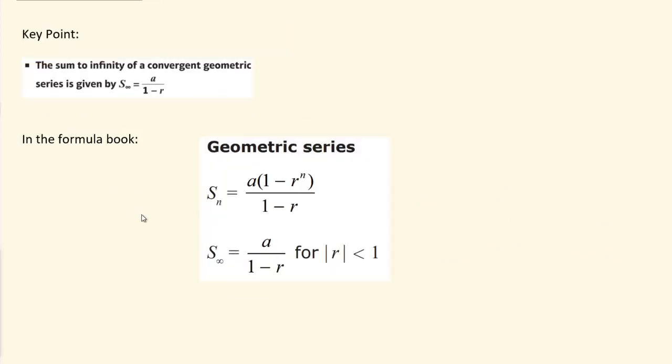So, really quick summary. The sum to infinity is a over 1 minus r, as long as the size of r is less than 1. Helpfully, in the geometric series part of the formula book, we have the formula for the sum to the first n terms, and we also have the sum to infinity, and it reminds you in there that the size of r has to be less than 1. So this is information in the formula book for you as a gentle reminder. And that's the key idea.